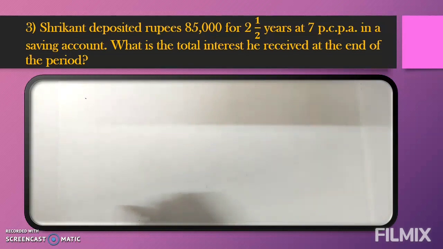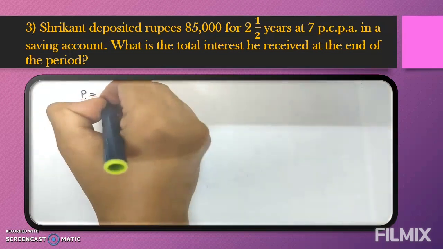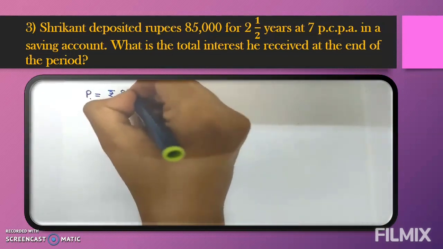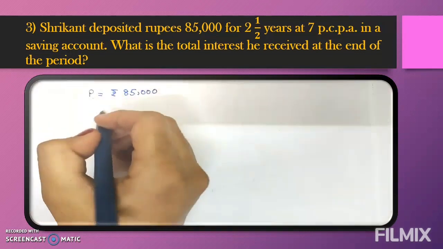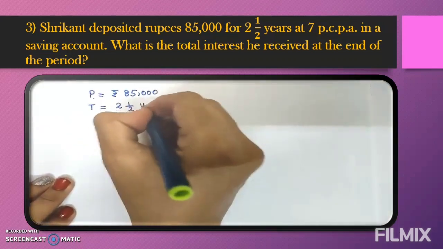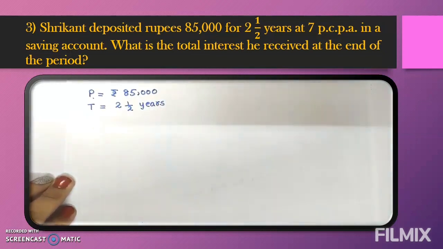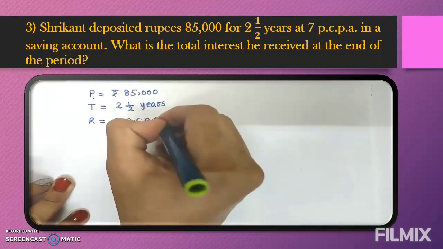Shrikant deposited rupees 85,000. I told you, whatever amount we deposit in a bank is called the principal. So we will write P is equal to 85,000. For 2.5 years. Years is nothing but time, so T is equal to 2.5 years. Then at 7 PCPA. PCPA is the unit of rate of interest, so R is equal to 7 PCPA.